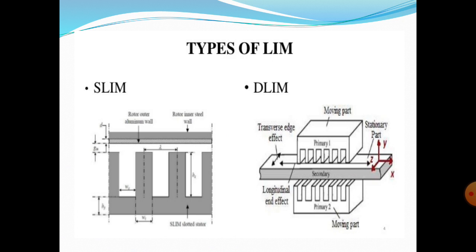And the next one is the double-sided linear induction motor. It consists of two primary windings and only one secondary conductor. That means only one conductor.